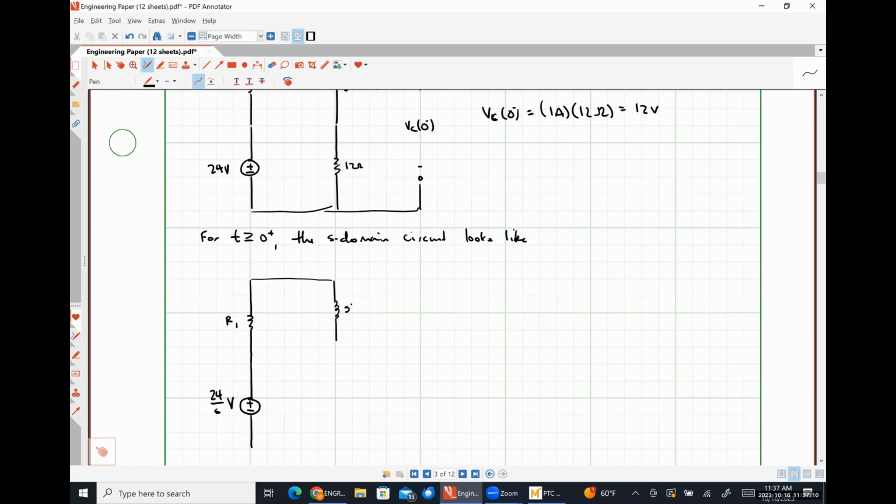Now I'm going to have my SL impedance. And I'm going to choose to represent my inductor with the impedance in series with a voltage source. Remember that the current I should be flowing into the negative polarity terminal. The value of this voltage source is just L times I at 0 minus. So in this case, that's just going to be 2.